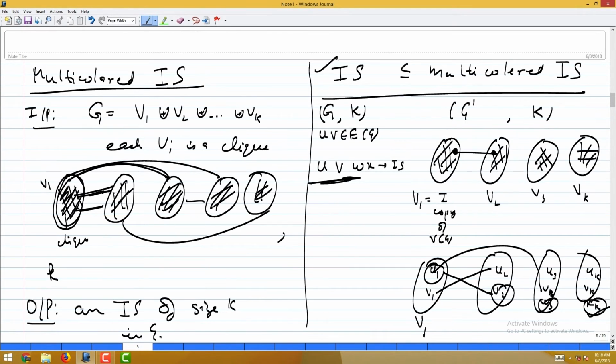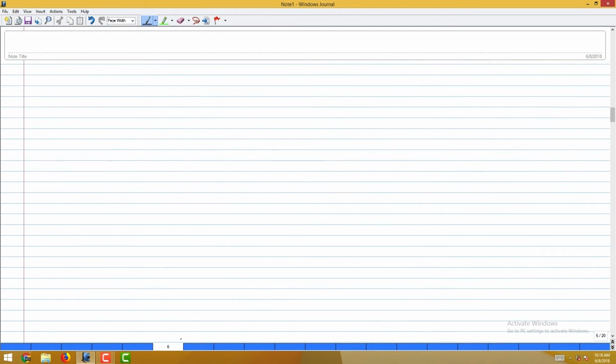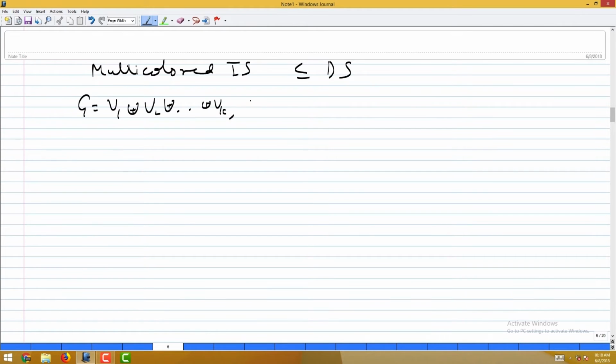And now let's look at the last thing. Multicolored independent set to dominating set. Again, here we'll be given a graph G of this form and an integer k, and I have to give you a graph G prime and k. So again, let's look at what G is.